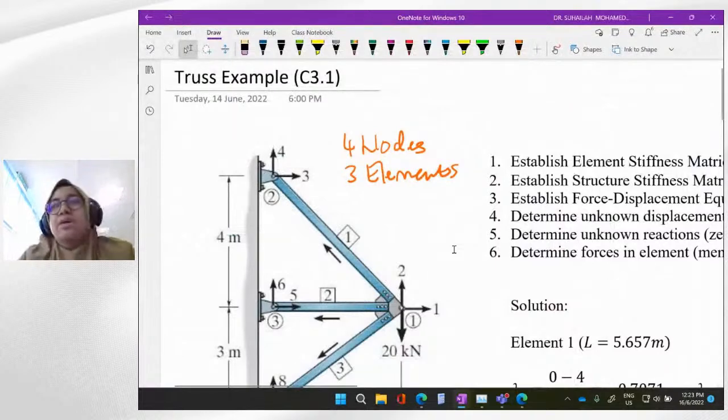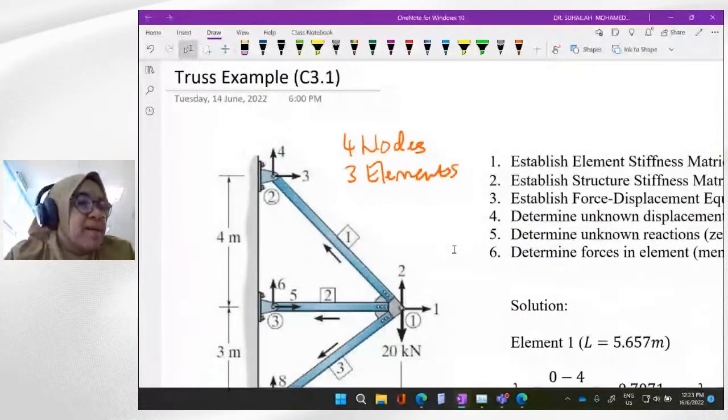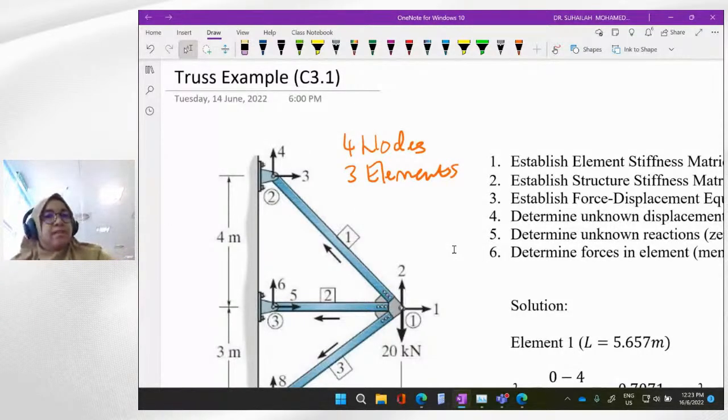Okay, I hope you can see my screen right now. So we are going to analyze truss example 3.1. This is part B. I have actually discussed this truss part A in my previous video. So I divide this truss into three parts of analysis.